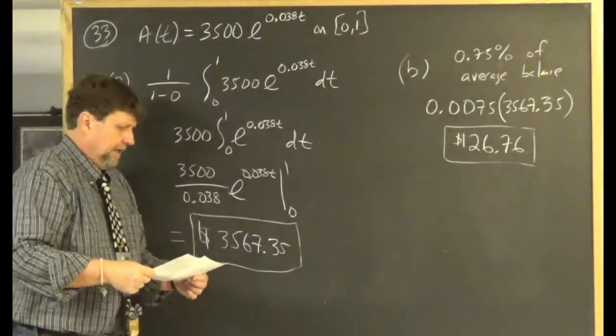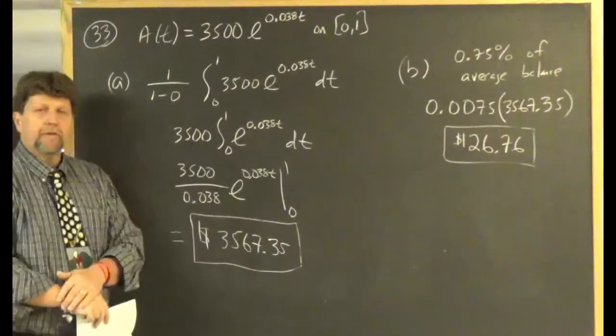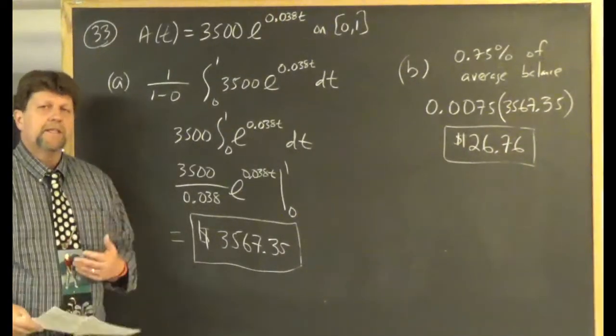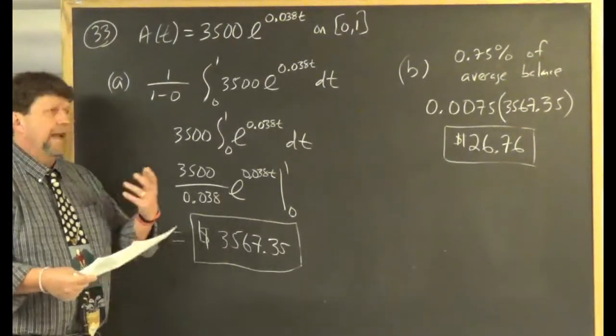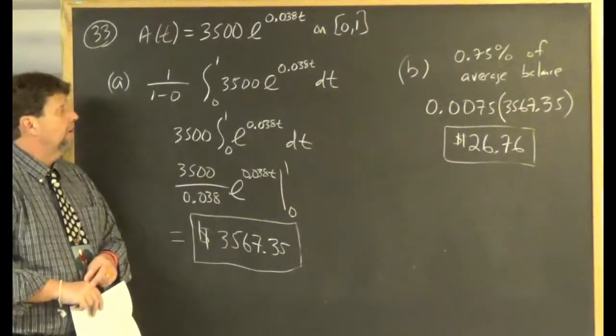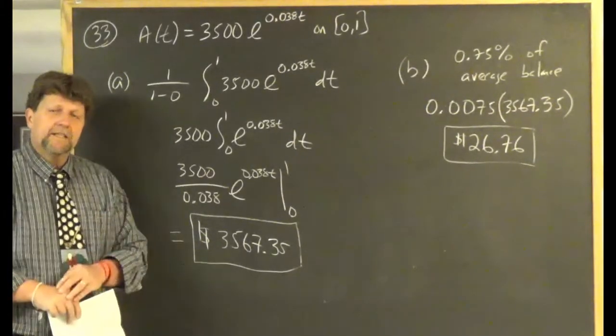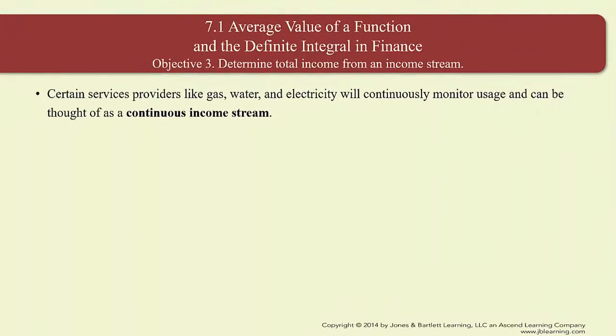So hopefully after the example with Fred and number 33, A and B, you see the basics of how to apply a definite integral, doing an average value in a financial setting. So let's head back to the slides and see what's next. All right. Hopefully that made sense in computing an average balance.